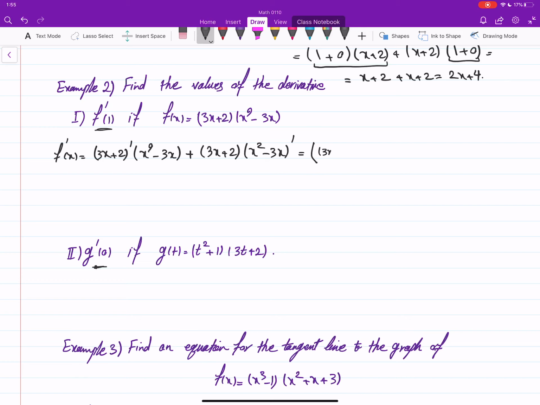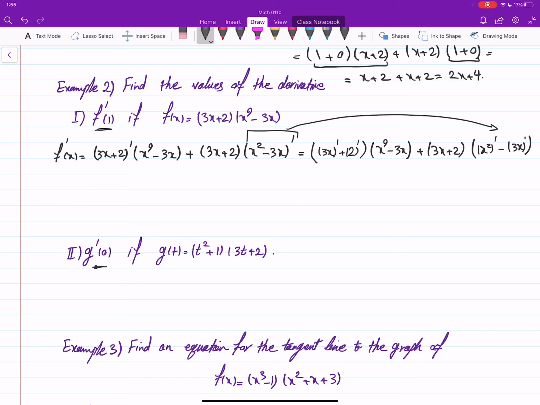This is 3x prime plus 2 prime, and then x to the power 9 minus 3x, plus 3x plus 2 times x to the 9 prime minus 3x prime. This is difference rule: derivative of differences is equal to the difference of derivatives. Oh, this is x to the power 9, not x to the power 2. Sorry. Now we find one by one.